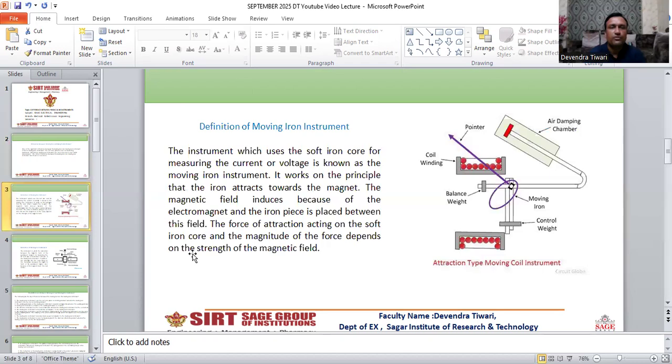So first of all, this is the picture of the moving iron instrument, and this is the attraction type. So, the definition of the moving iron instrument: the instrument which uses the soft iron core for measuring the current or voltage is known as the moving iron instrument. It works on the principle that the iron is attracted towards the magnet. The magnetic field is induced because of the electromagnet and the iron piece is placed in this field. The force of attraction acts on the soft iron core, and the magnitude of the force depends on the strength of the magnetic field. Next slide.